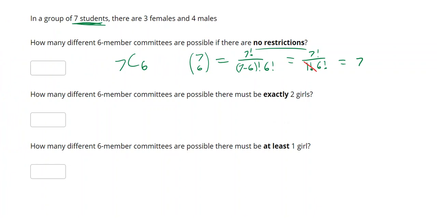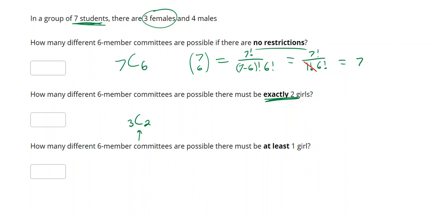And then here's the new thing. If there must be exactly 2 girls. Okay, so let's do this one. So if there has to be exactly 2 girls in our situation, then we're just going to have to split it up. We're going to have to go, okay, of the 3 females, we're going to choose exactly 2. We're going to choose 2. Okay? So that would tell you all the ways that you could choose 2 females.